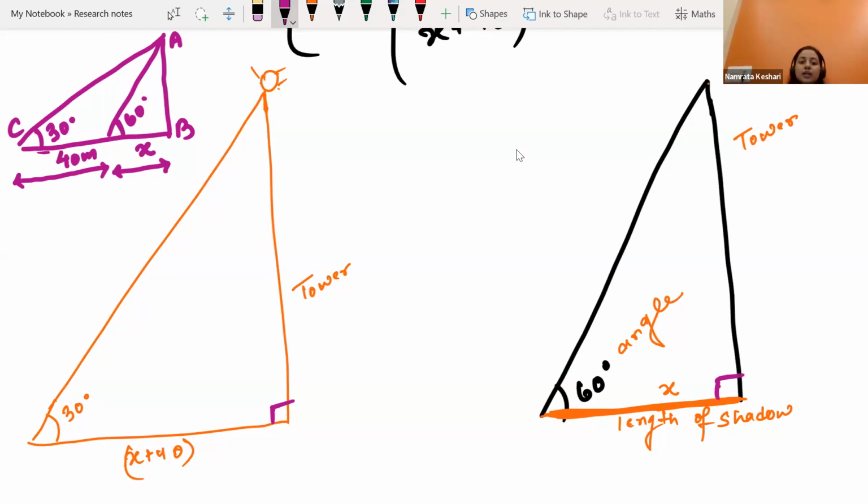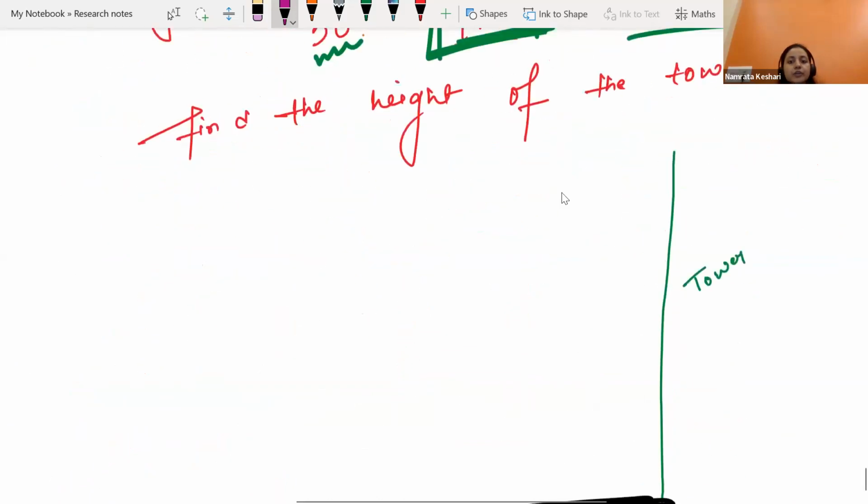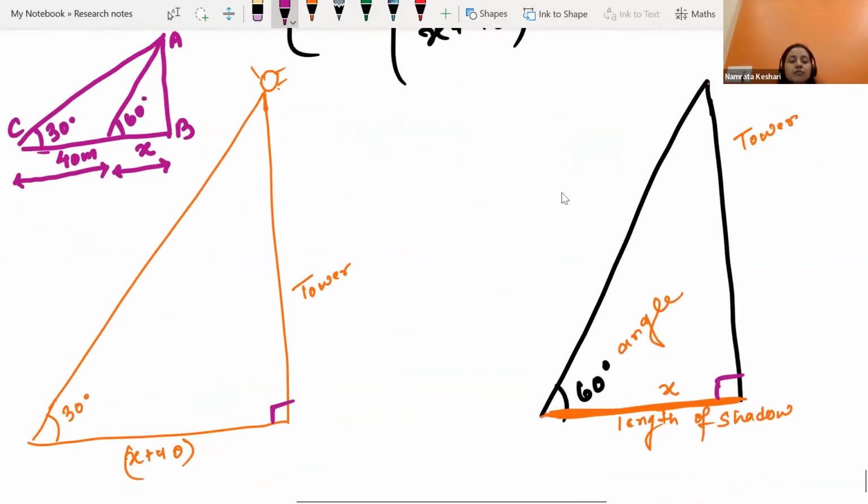One of the triangles is having, what do we have to find over here? We have to find the height of the tower. So this we have to find, and what we are having in hand is x plus 40, or maybe for the other scenario x. So let's take it.